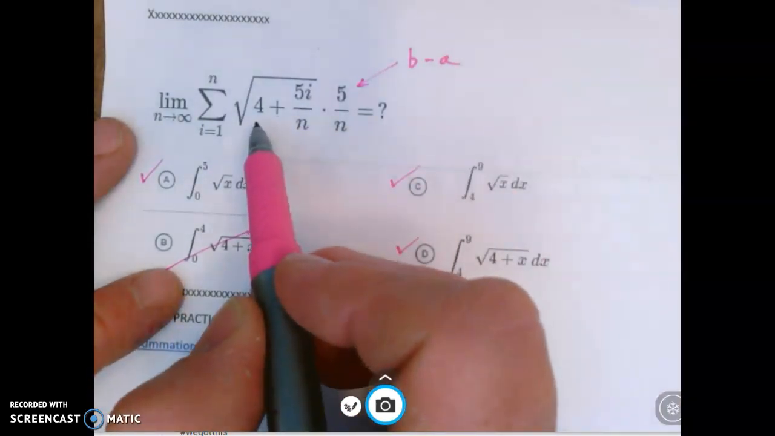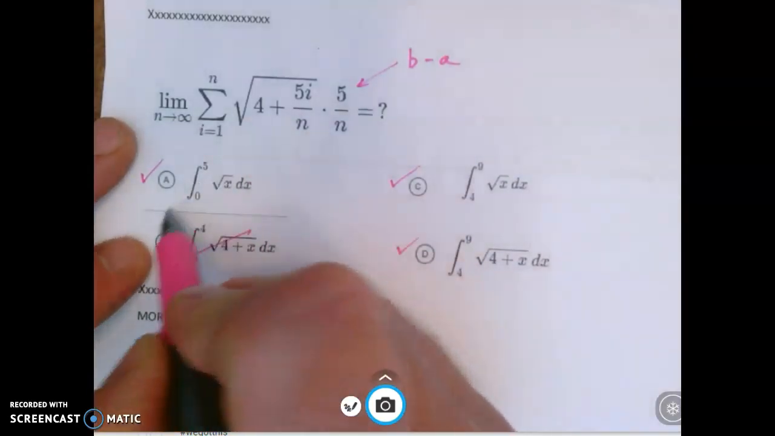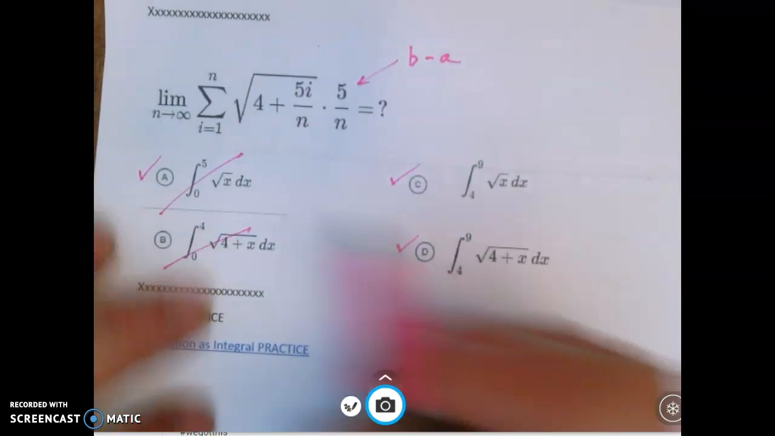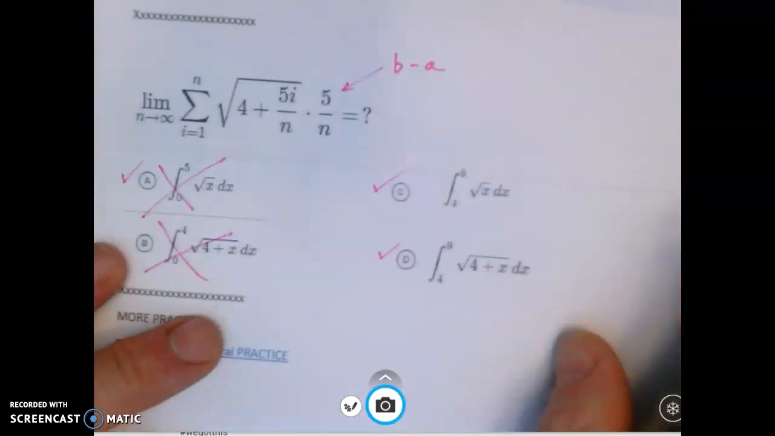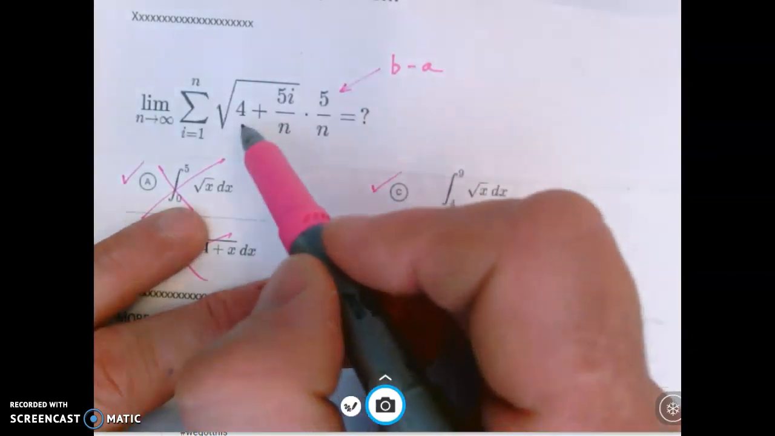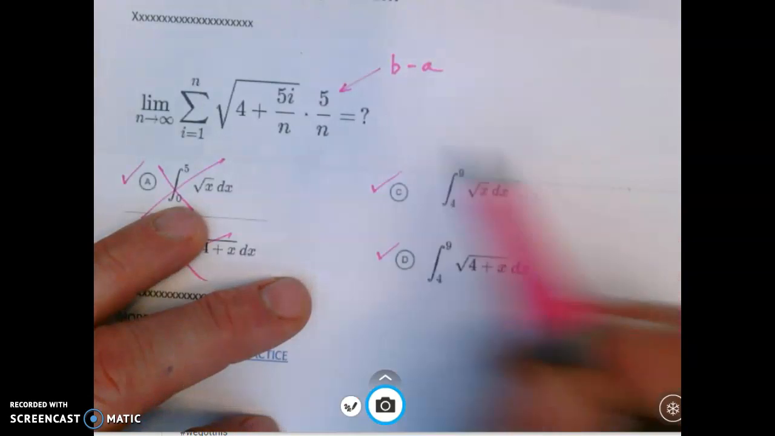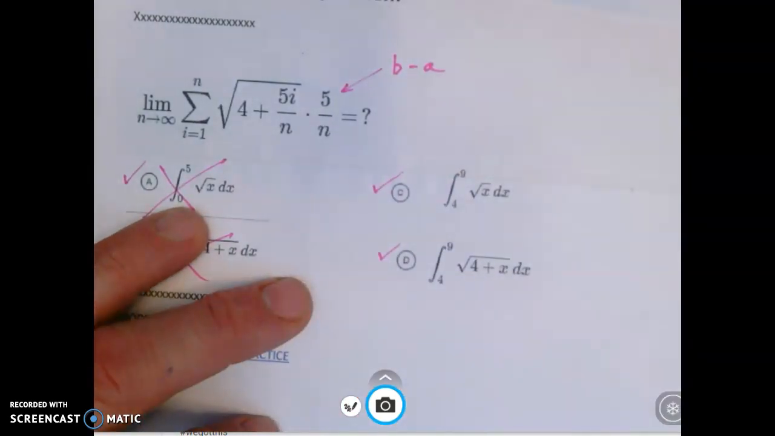We have our starting value of 4, which means we have to have a 4 down here. So that's a no. That doesn't work. So now we're down to these two problems right here. And then there's a lot of stuff going on in there. 4 plus 5i over n times 5 over n. So really, this feels right.